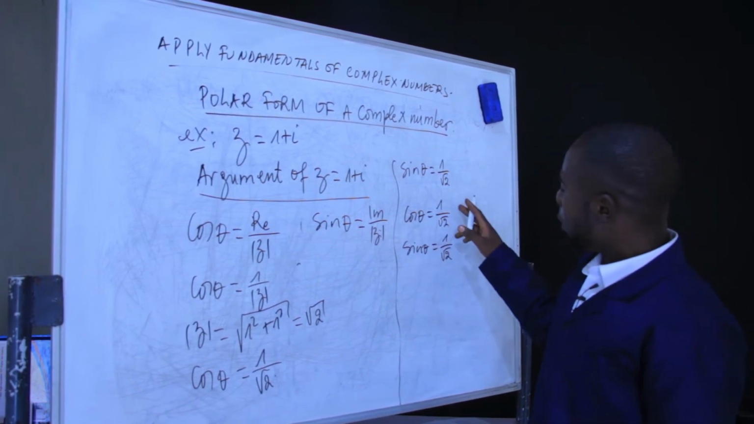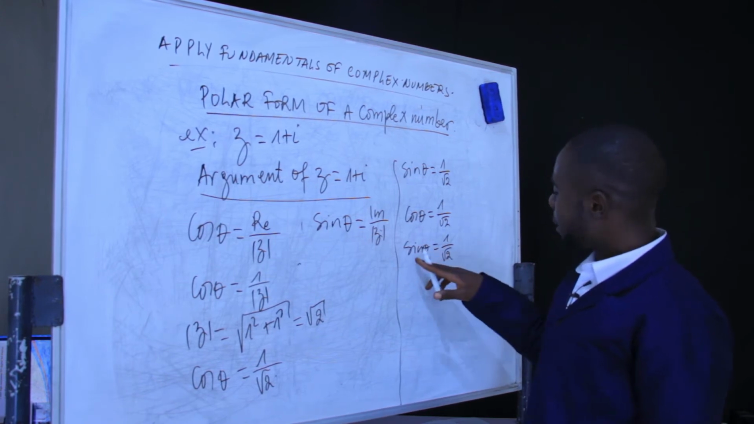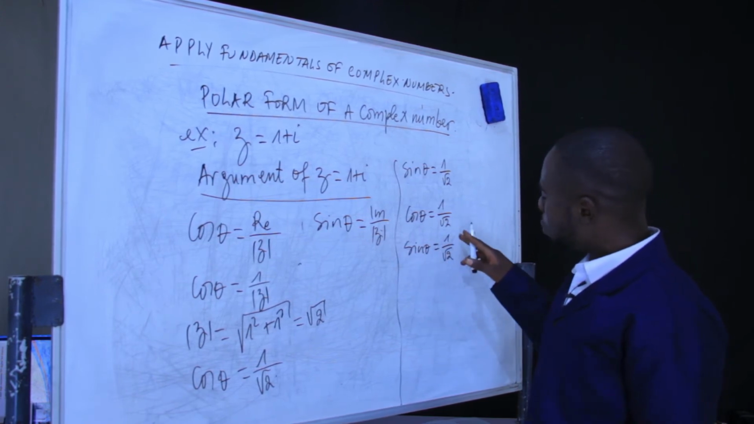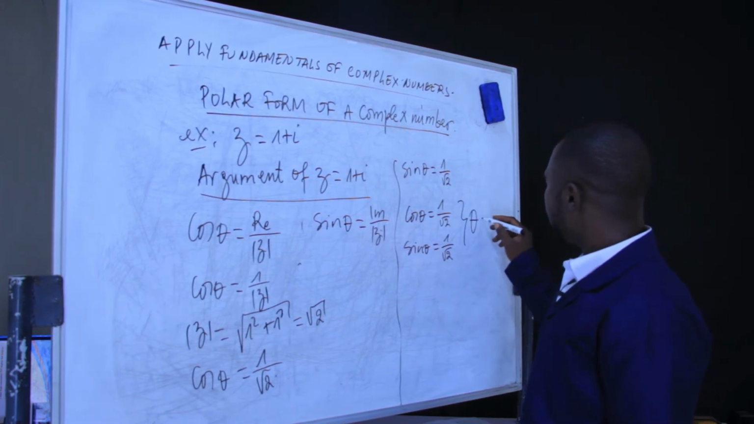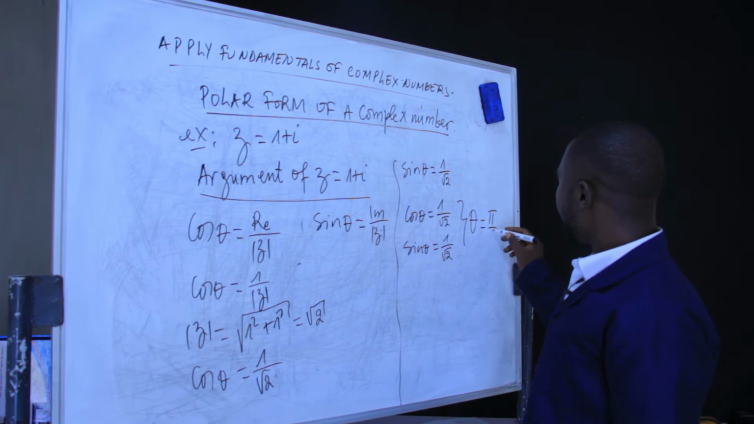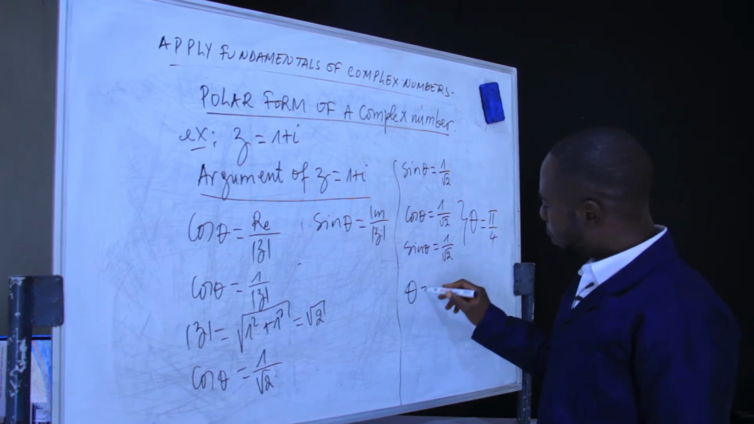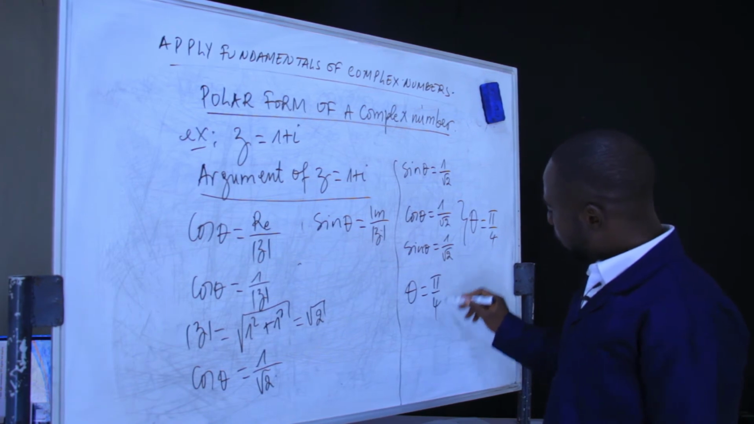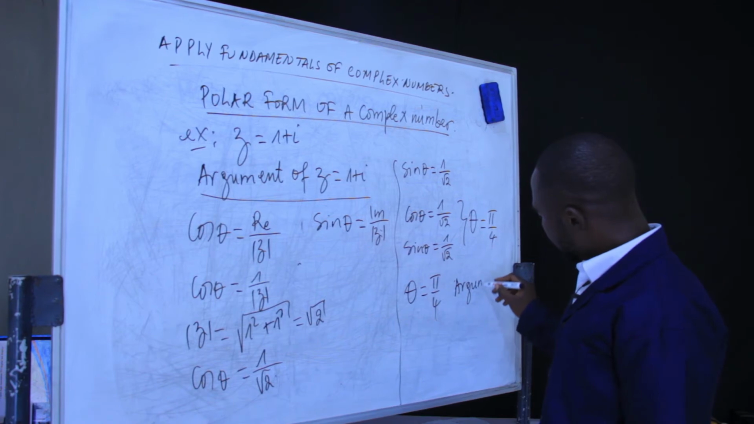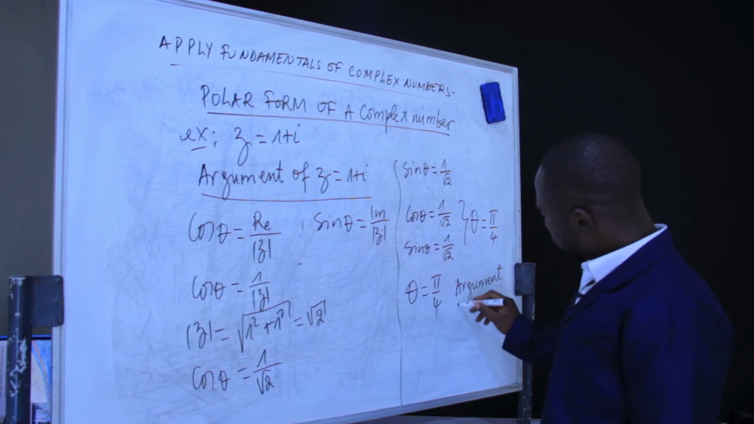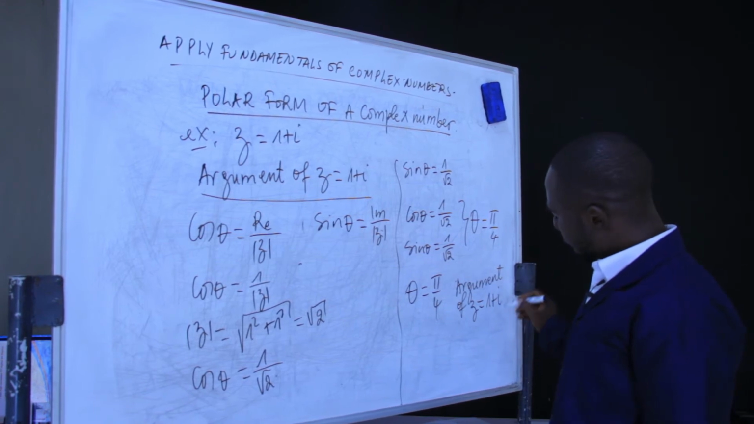The angle whose cosine is 1 over the square root of 2, and whose sine is also 1 over the square root of 2, is pi over 4. This angle, pi over 4, is what we call the argument of z, which is equal to 1 plus i.